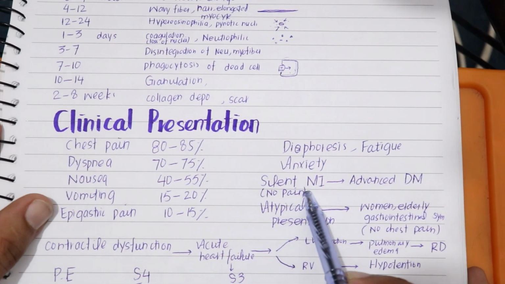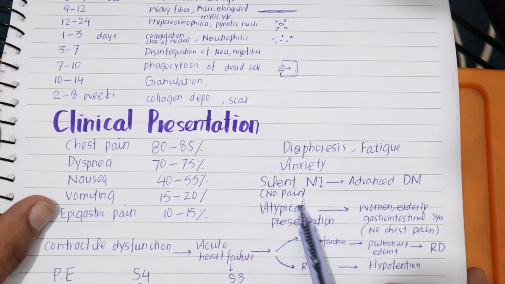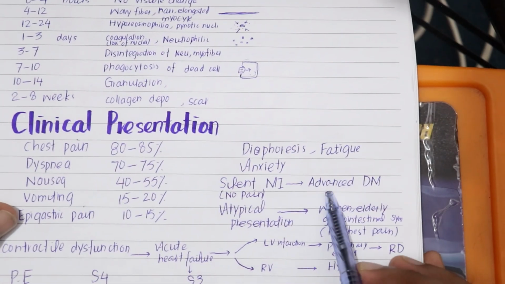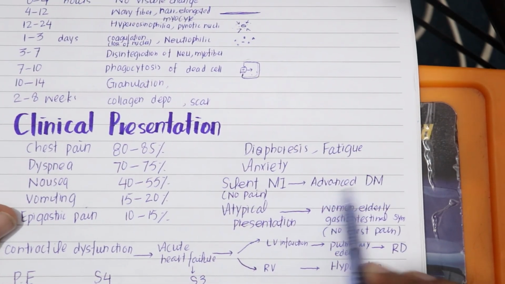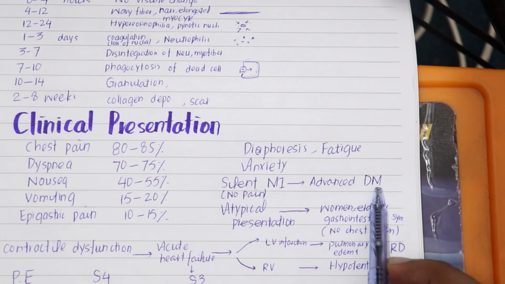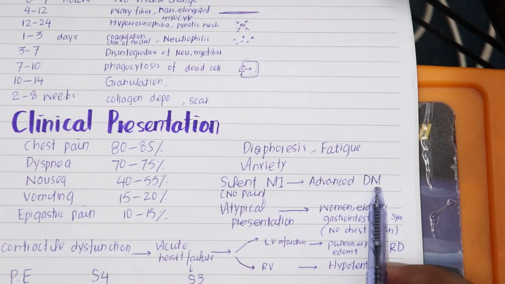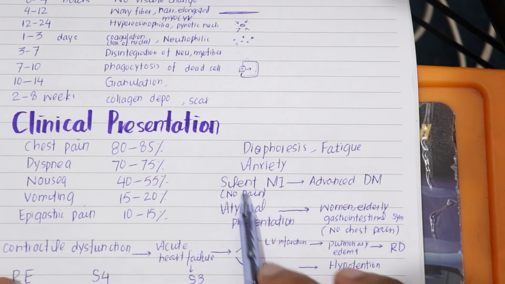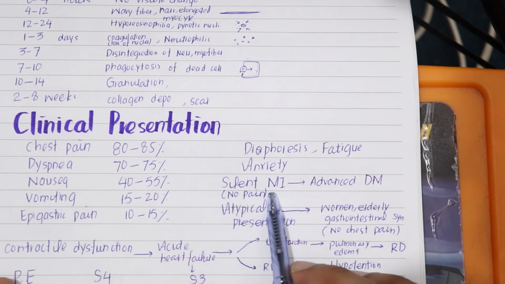There is another form of MI, that is silent MI, meaning there is no chest pain. The patient will present this way in advanced diabetes mellitus. In diabetes mellitus, the neurons, the nerve fibers, begin to damage, so there is no pain. That is known as silent MI.